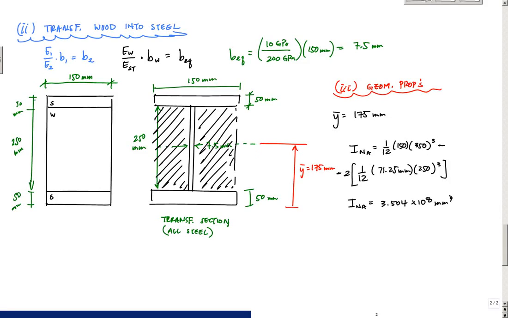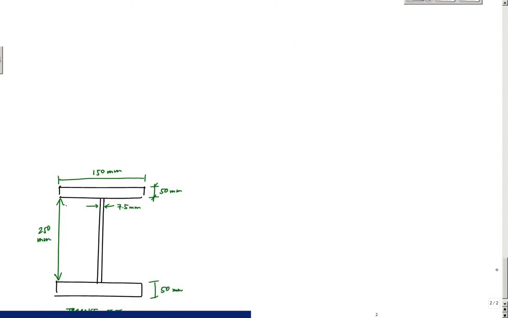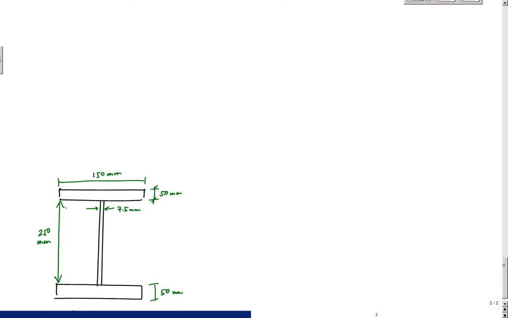All right, welcome back to part 2 of our example problem for composite beam analysis. So far, we've transformed the area and calculated some geometric properties of this new I-shaped transformed section. And now what we're going to do is calculate some stresses. I've drawn the section down here again for drawing the stress profile later.